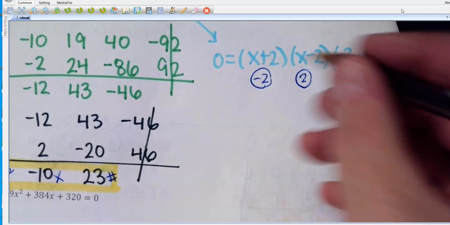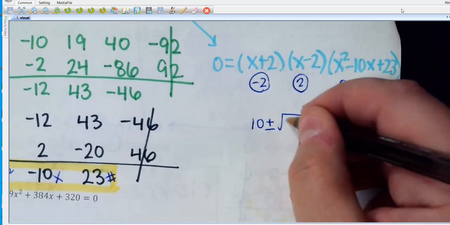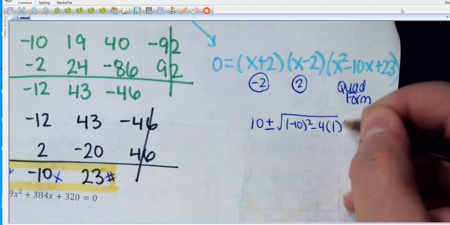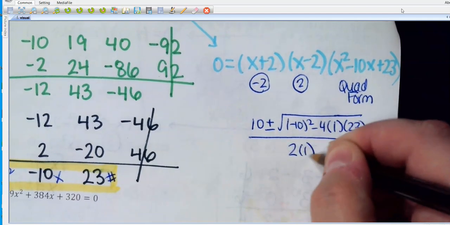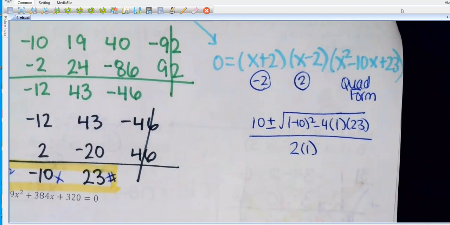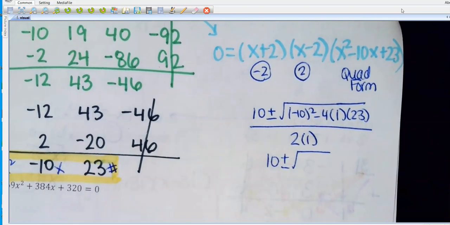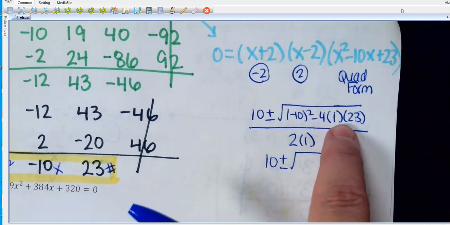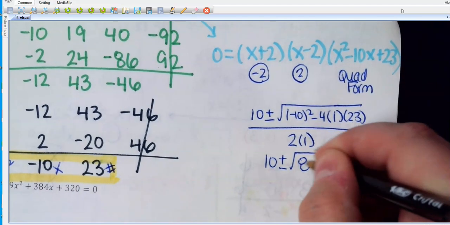So opposite of b would be positive 10 plus or minus square root of negative 10 squared, minus 4 times a, which is 1, times c, which is 23. Everybody over 2a, so 2 times 1. Okay, now, when you do this, you're going to get 10 plus or minus, under the square root, 100. 4 times 23 is going to give you 92. So it'd be 100 minus 92. So this is actually just 8.